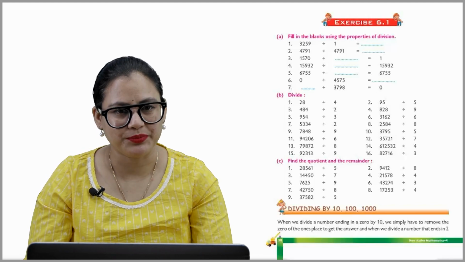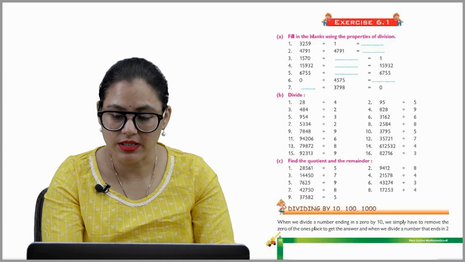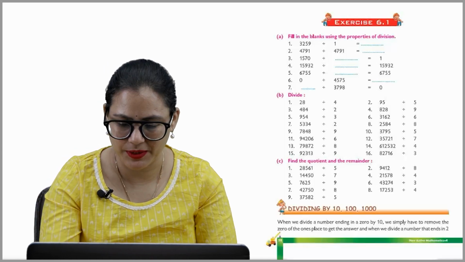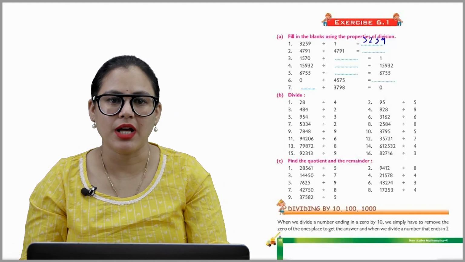Exercise 6.1. Fill in the blanks using the properties of division. Okay, if this number is divided by 1, what will be the answer? The number itself. Okay. Next, if same number is divided by same number, the answer is 1.